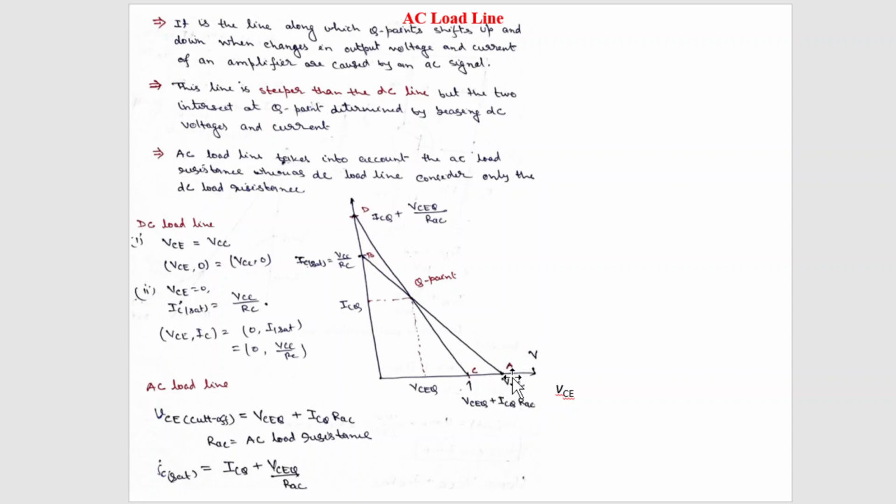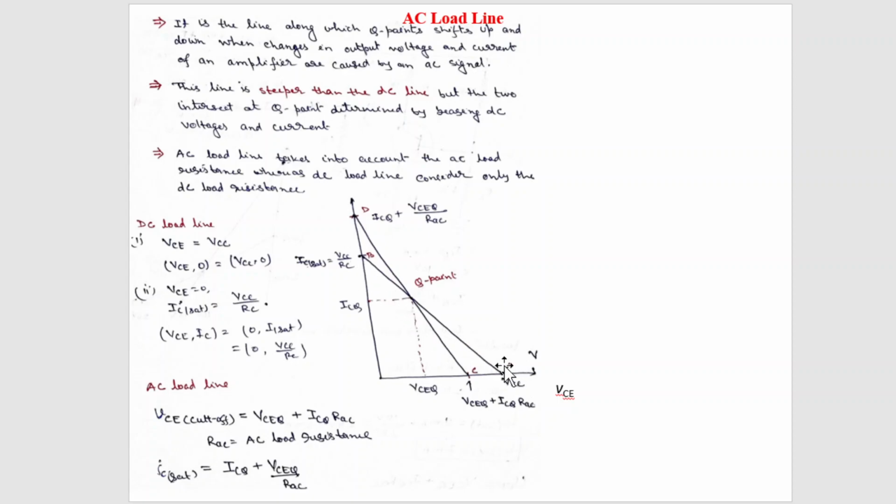That is VCE cutoff equal to plus VCC. That is one end point, that is point A. Another end point, on the Y axis, was IC saturation. IC saturation was always equal to VCC upon RC, meaning VCC upon load resistance RC. This is the A and B point. If we get 2 points, we can draw a straight line. So that was called the DC load line.